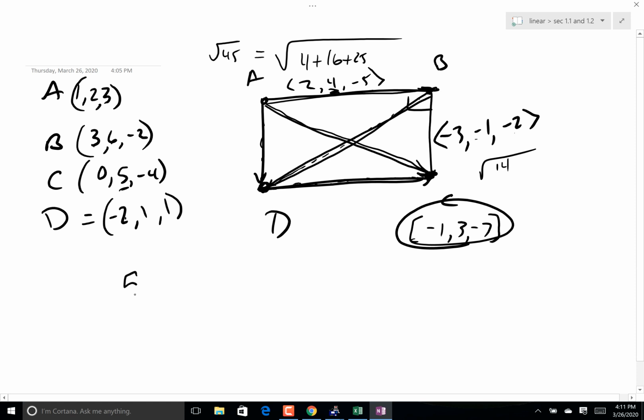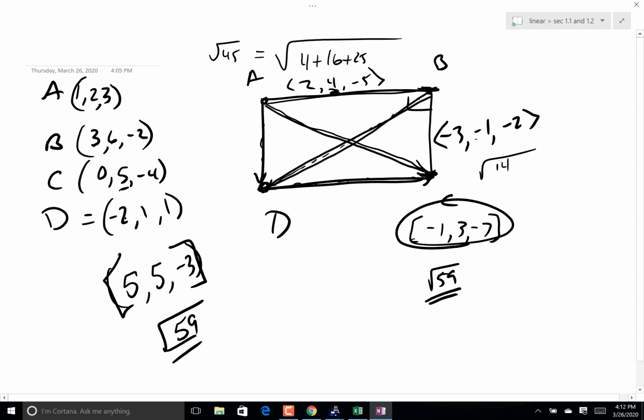From here to here is 5. From here to here is 5. From here to here is -3. How long is this vector? That's 25, and 25 is 50, plus 9 is 59. And then this is 49, plus 9 is 58, plus 1 is 59. So in other words, what I tried to show was that the diagonals must be congruent, and they clearly are.